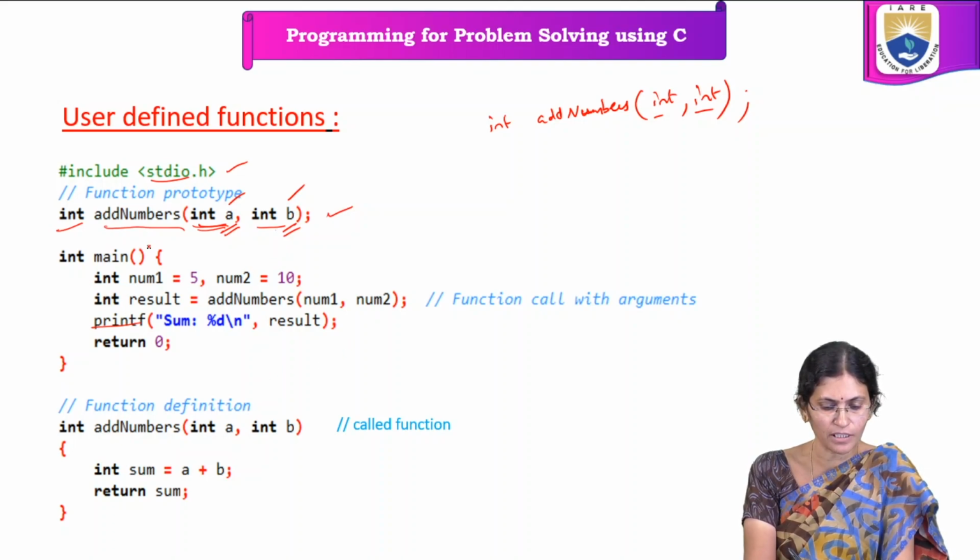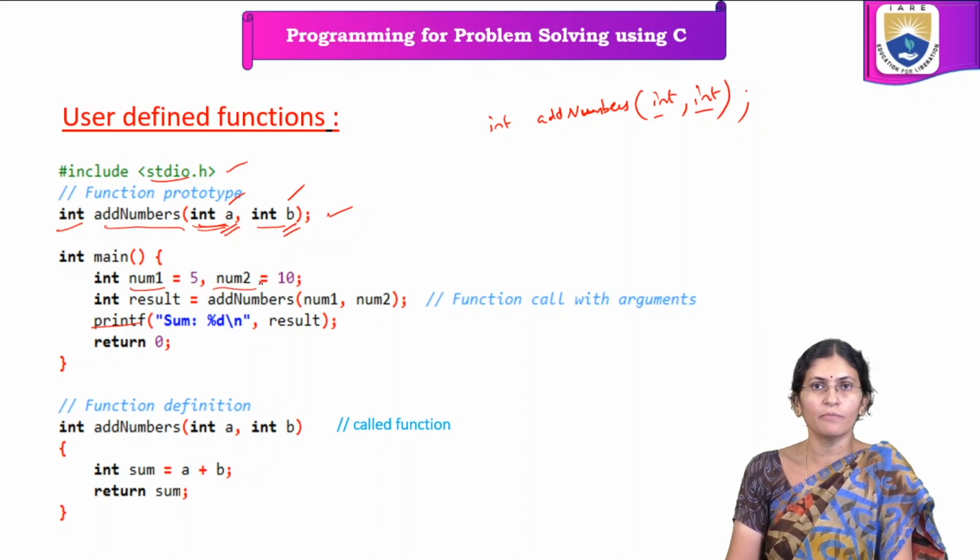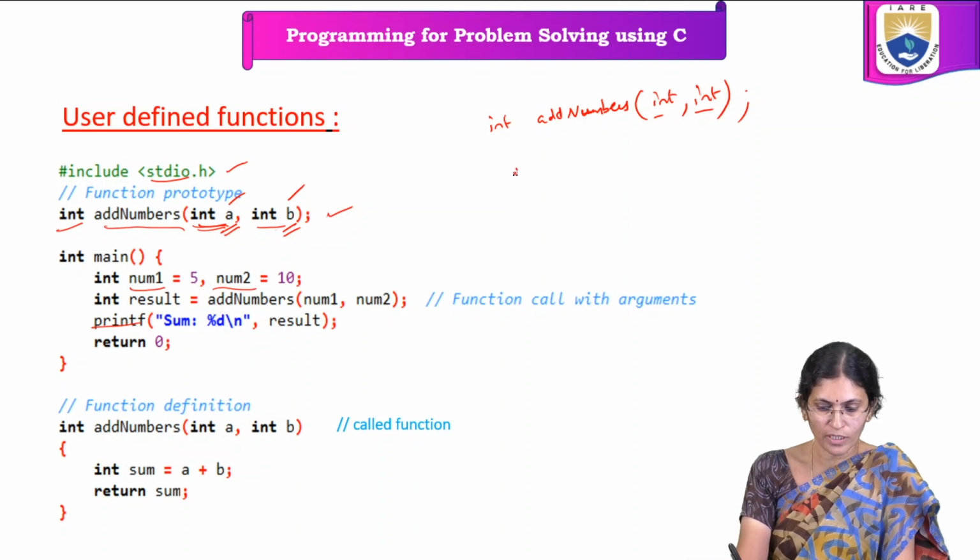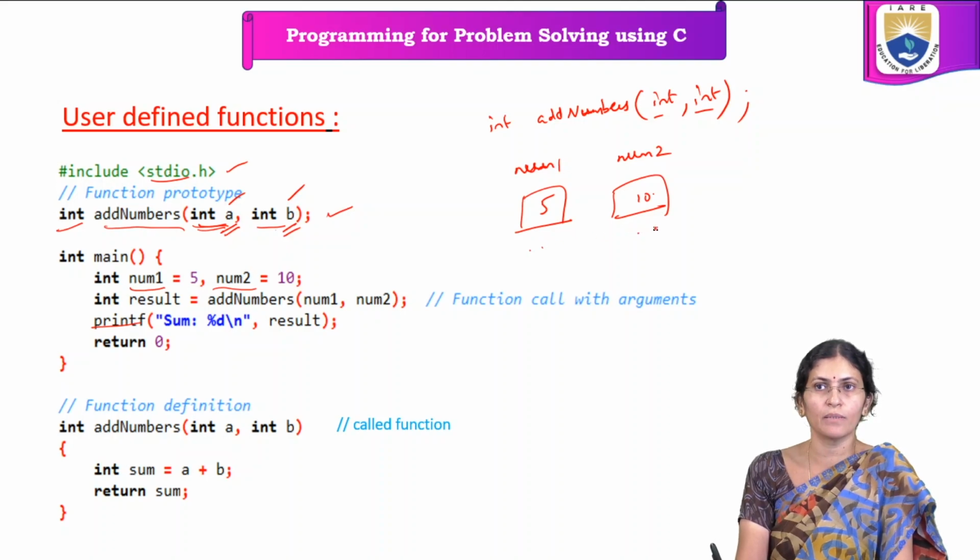Next we have the int main function. Inside the int main function, we have declared two integer variables, num1 and num2. As soon as we declare num1 and num2, 5 is assigned to num1, and num2 has the value 10. There are corresponding addresses for num1 and num2 as well, which we are not writing.